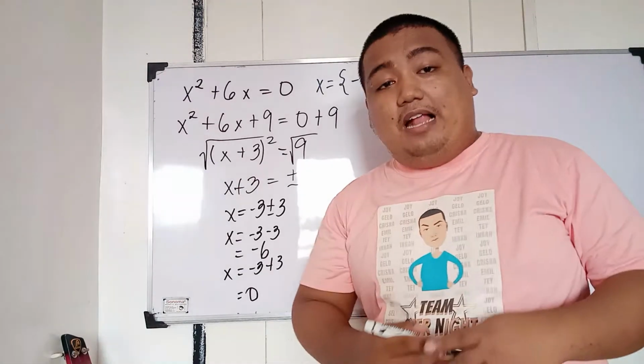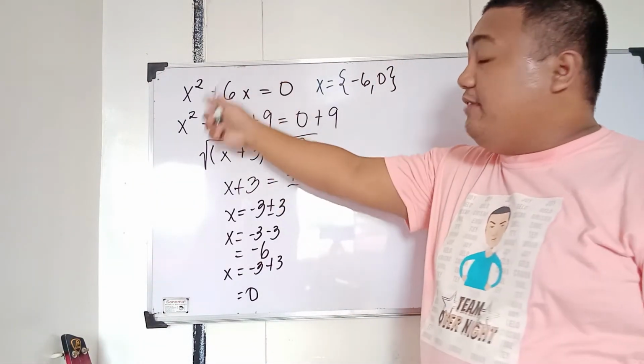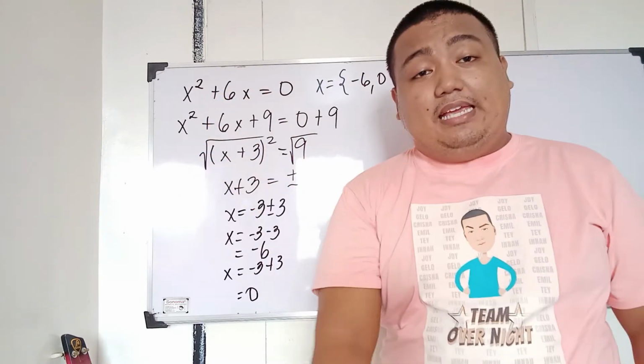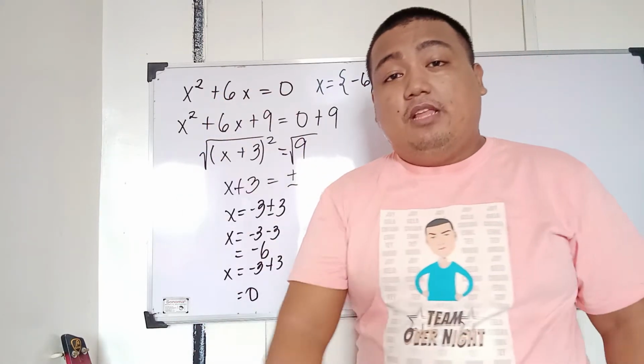So, it means, yung value ni negative 6 at yung 0, kapag sinubstitute mo siya sa value ng x, magiging 0 ang equation. Okay ba?